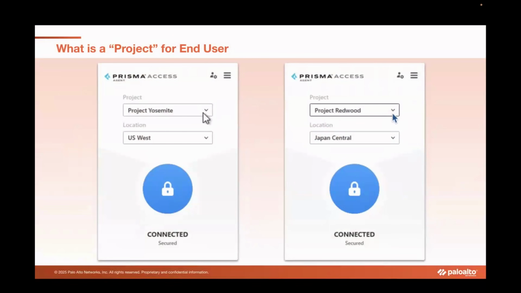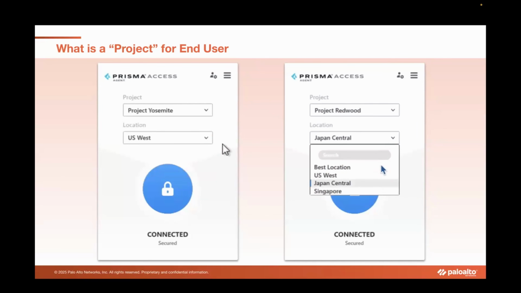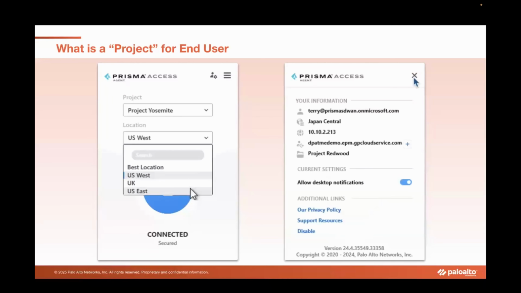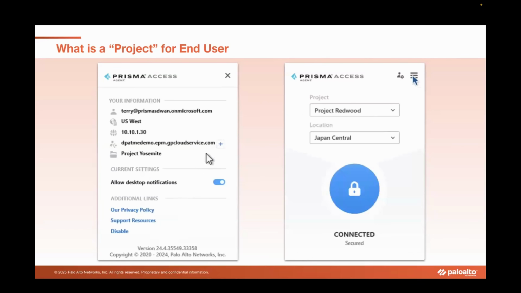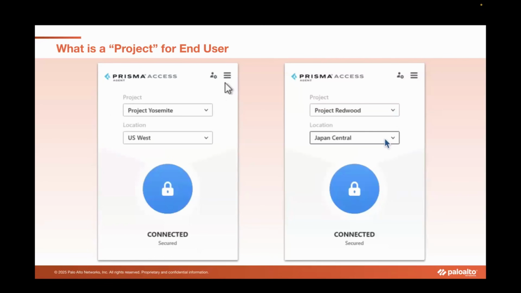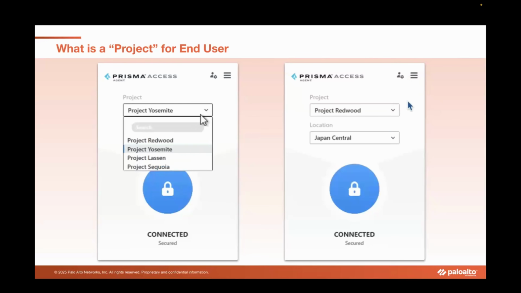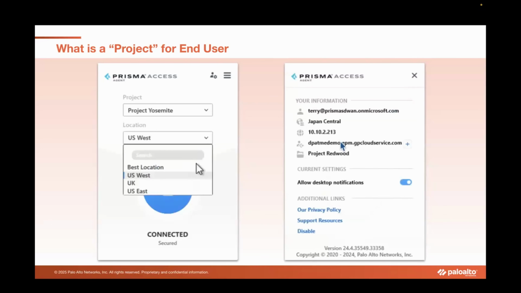Then we already have a feature called project-based access, where a user gets access to the resources based on the project that he's connecting to. So on the left, you see Project Yosemite. On the right, you see Project Redwood. So based on those projects, you can see the gateways that the user can connect to are also different, right? Say, for example, on Redwood, you see Japan, Singapore, and those gateways, whereas on Yosemite, you will not see all those locations that you see there, right? It's only US-based locations, right?